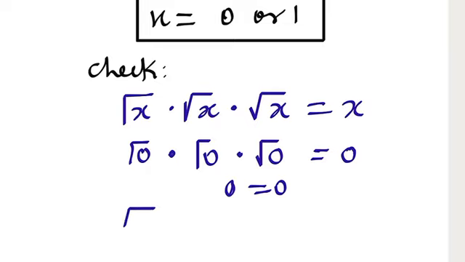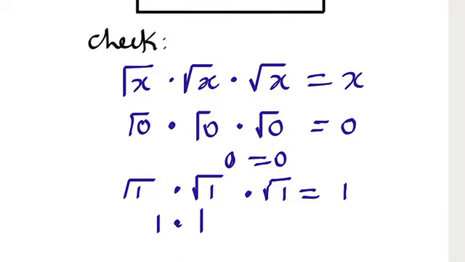All right, so also when you pick the second number, which is 1, if you have root of 1 multiplied by root of 1 multiplied by root of 1, we're going to have 1. Root 1 is 1, multiplied by 1 multiplied by 1, then equals 1. So 1 times 1 times 1 gives 1 equals 1. And that's the solution to the problem.